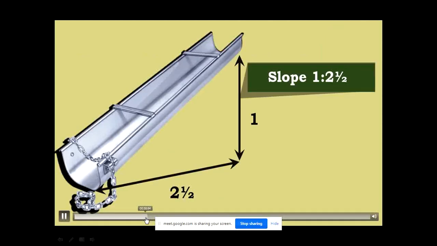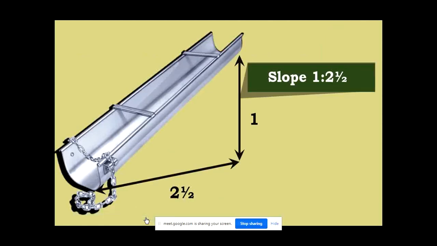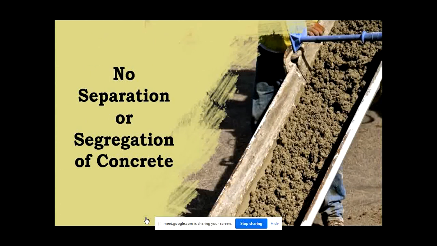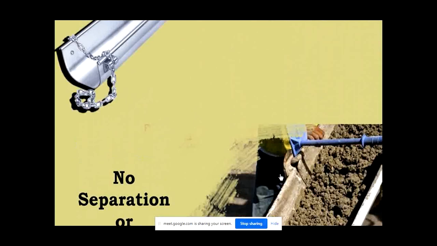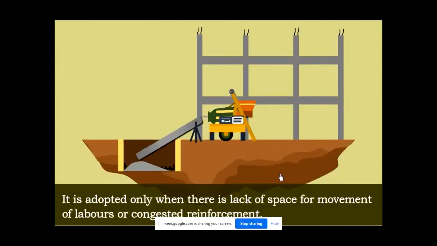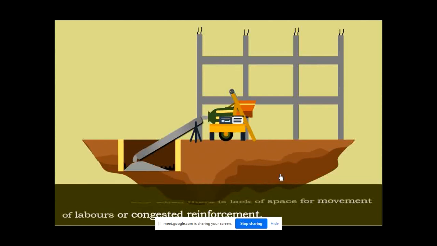1 in vertical to 2.5 horizontal. The layout of the chute should be made in such a way that the concrete will slide evenly in a compact mass without any separation or segregation. This method is not commonly adopted in the construction site. It is adopted only when there is lack of space for movement of labors or congested reinforcement.